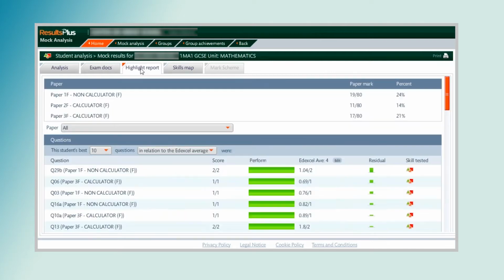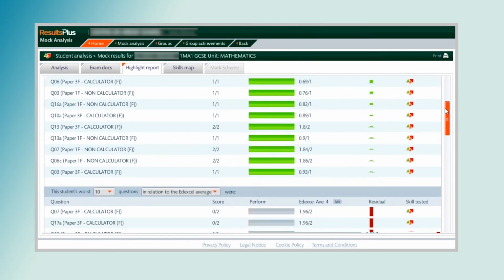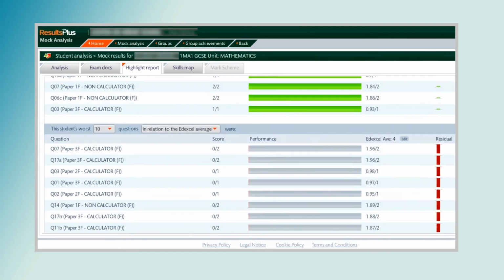The highlight report is for me the most powerful one, because again, we can choose it for the different papers. This is for all papers, but we could choose for individual papers. This is looking at the exam as a whole, and we can see their paper 2 is particularly weak there. Non-calculator skills may be quite good, 24%. This one here, you need the paper in front of you, or you can touch and get the topic.